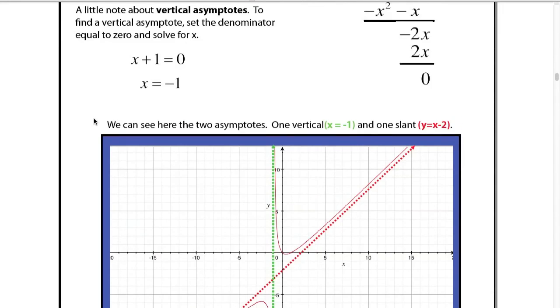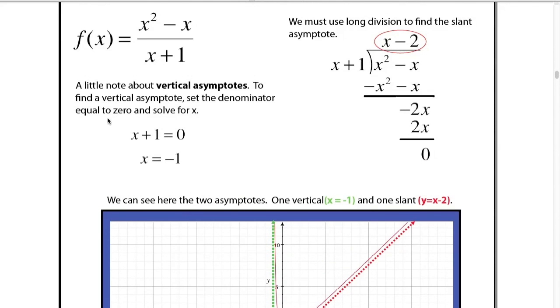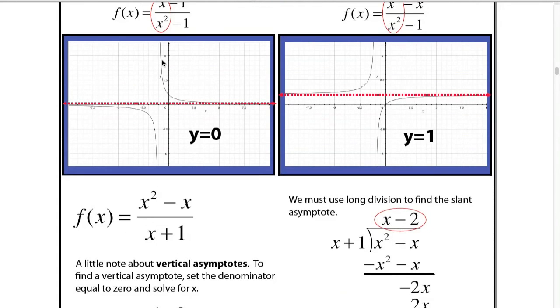But today, and for this particular chapter, you definitely need to know vertical asymptotes. Just set the denominator equal to 0. And if you have to factor, or if you have to do whatever, square root, or if you have to use the quadratic formula, you'll solve whatever's on the bottom, and that'll be your vertical.